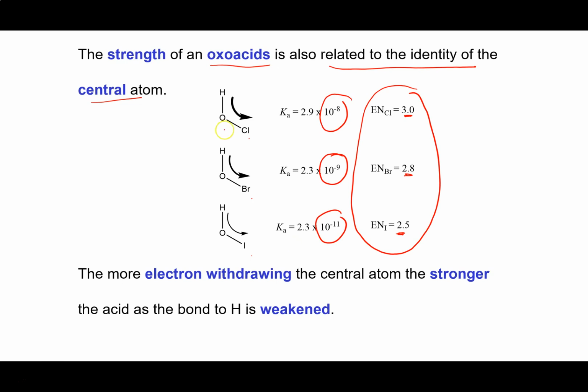So what's happening? Well, the central atom is pulling electrons towards itself because of its electronegativity. And the more that it does that, the more that bond to the hydrogen is weakened, and the better the acid that compound is. So that's what we want to consider when we're looking at the identity of the central atom and how it affects the strength of an oxo acid.